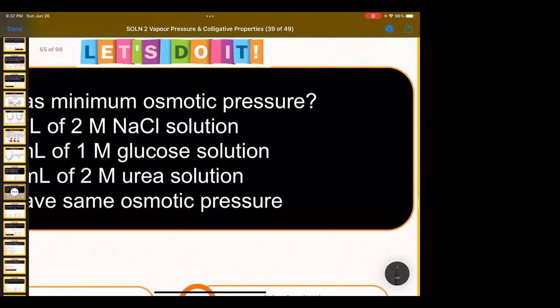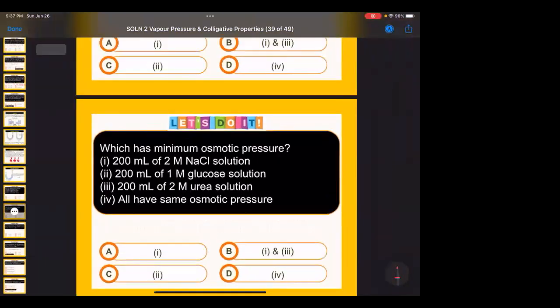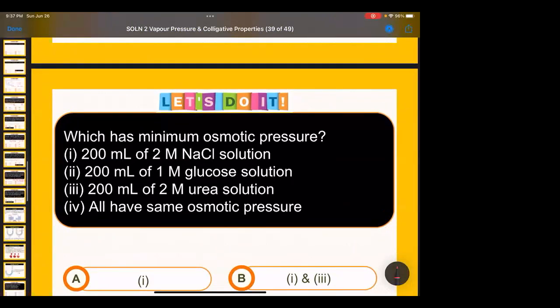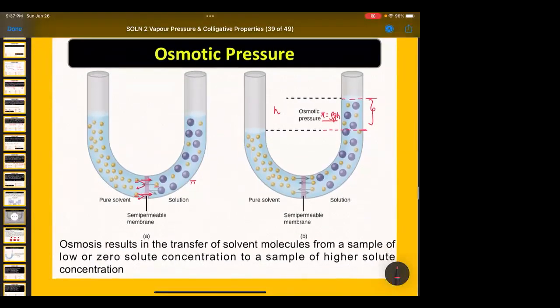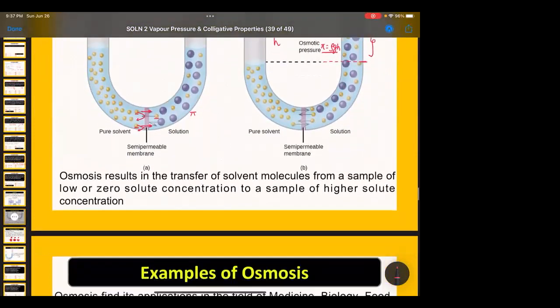Because this raised column is actually stopping the solvent molecules from getting into the solution. So I hope this is clear.